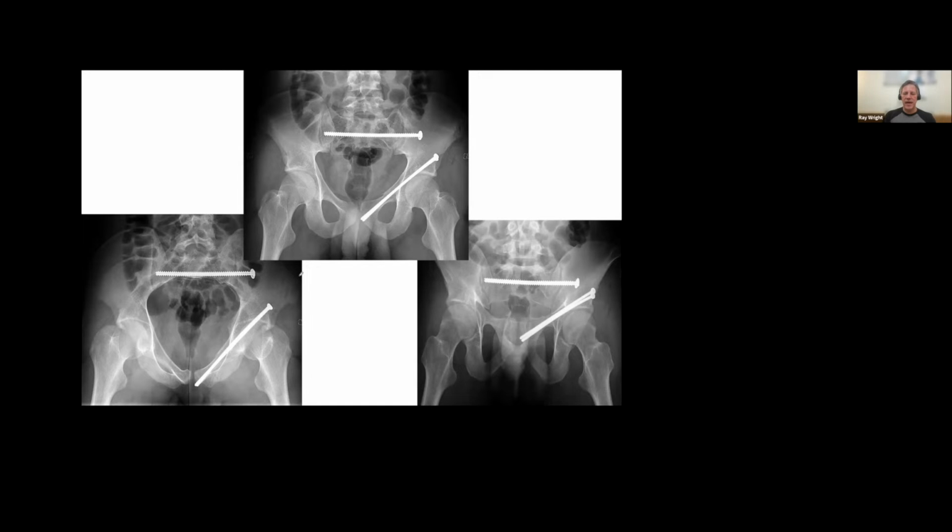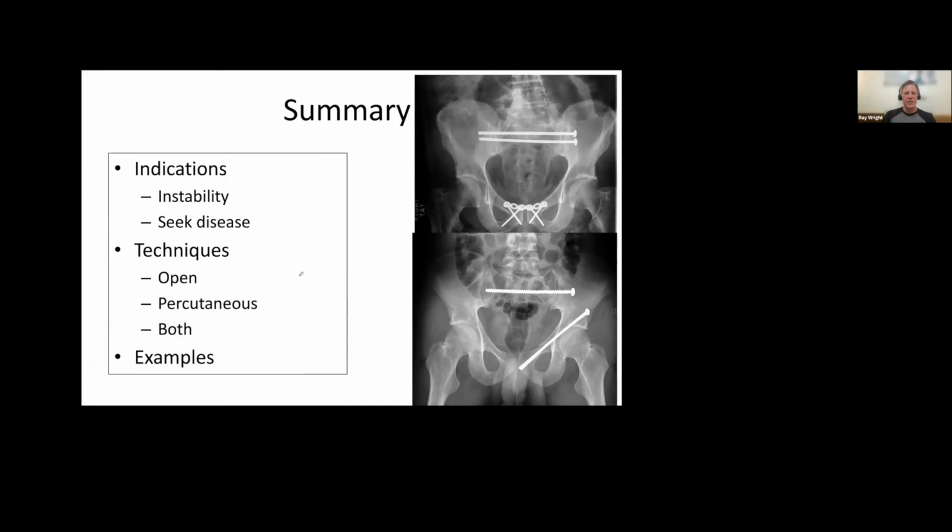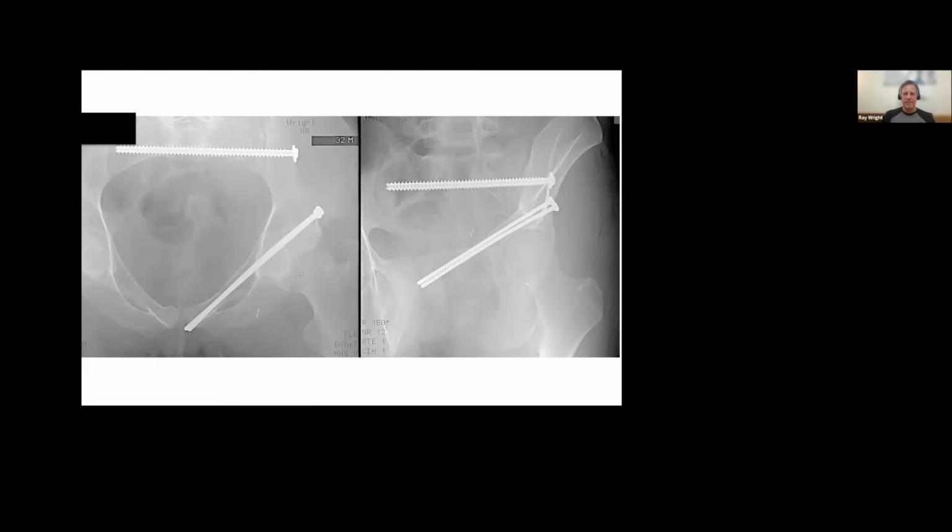He got up in the PACU and moved around after 2 days of laying in the hospital. And so these are just a couple of 4.5 screws in the front there, Ray? Yes, sir. 4.5s in the front.